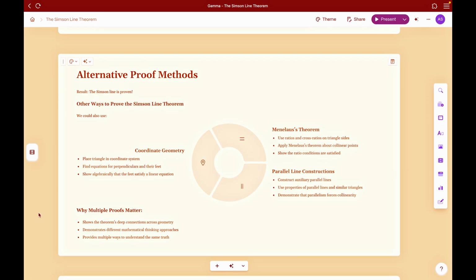Why multiple proofs matter. This shows the theorem's deep connections across geometry and demonstrates different mathematical thinking approaches and provides multiple ways to understand the same truth and connects areas from all across geometry, kind of leading to a point that everything is connected even if you don't think it is.